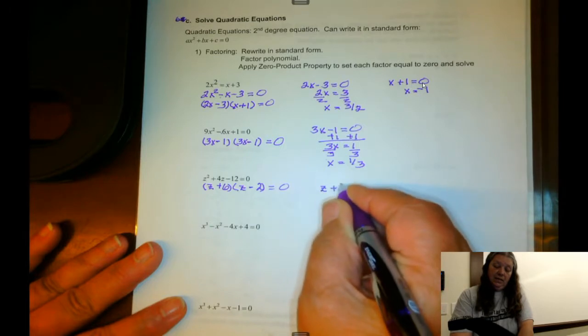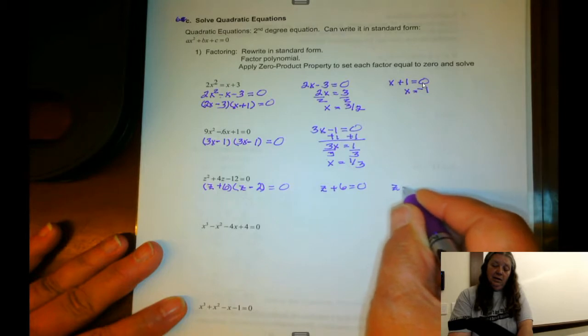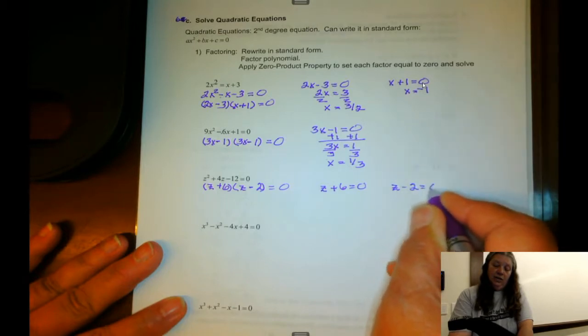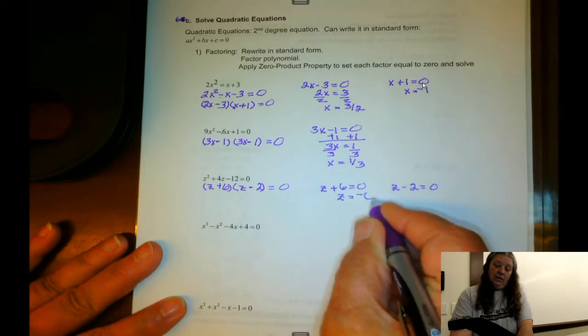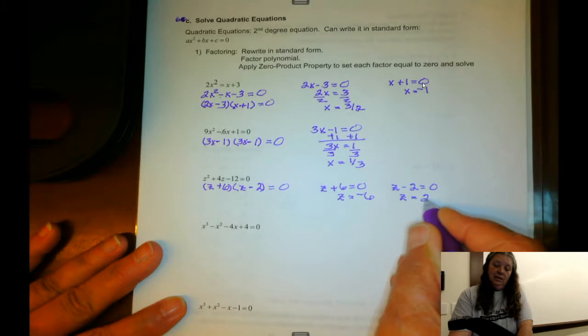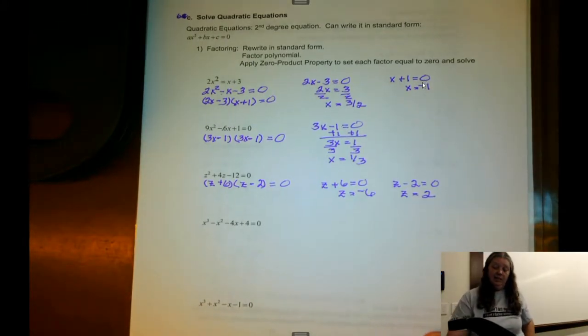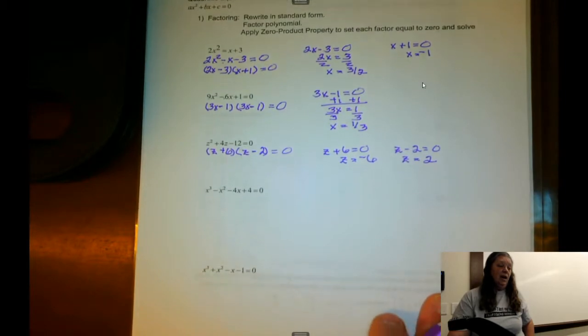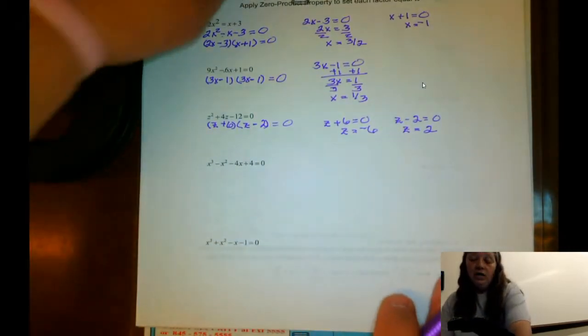So z plus 6 equals 0 and z minus 2 equals 0. So z equals negative 6, and z equals 2. Now this next factoring is a little more complicated because we have 4 terms.